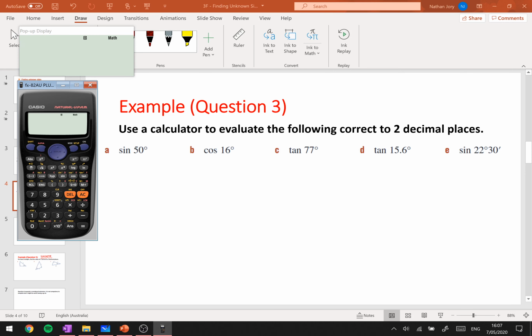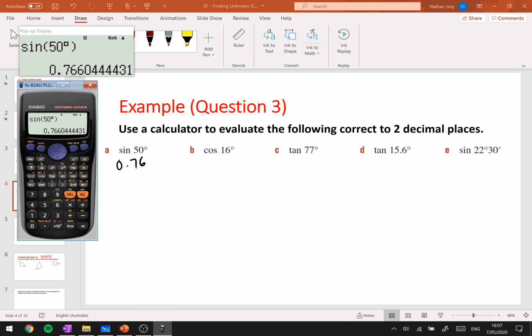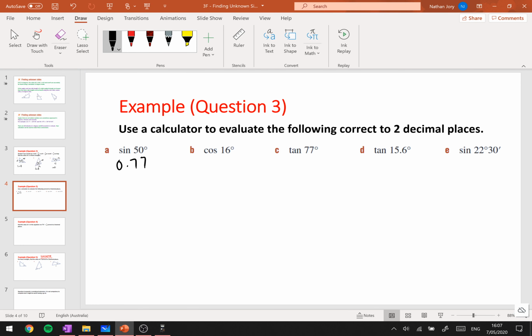Okay, so sine of 50 degrees, all we're going to do is, hopefully you can see this, there's a sine on our calculator just here. Hit that, put in 50 degrees, so the degrees button is that one. Close the bracket and hit equals, and we get 0.76. And it's to correct 2 decimal places, so it's going to be 0.77 in fact. Okay, and that's all you need to do for that one.